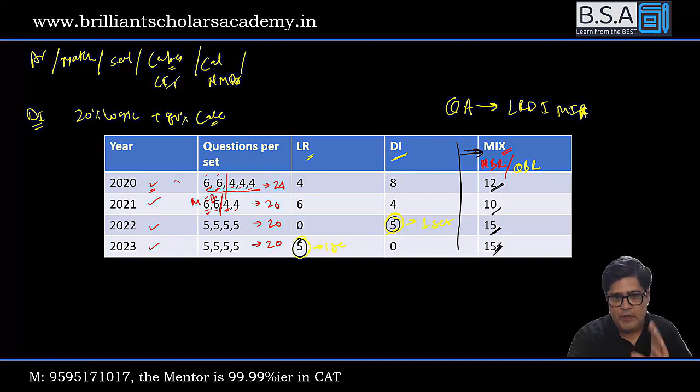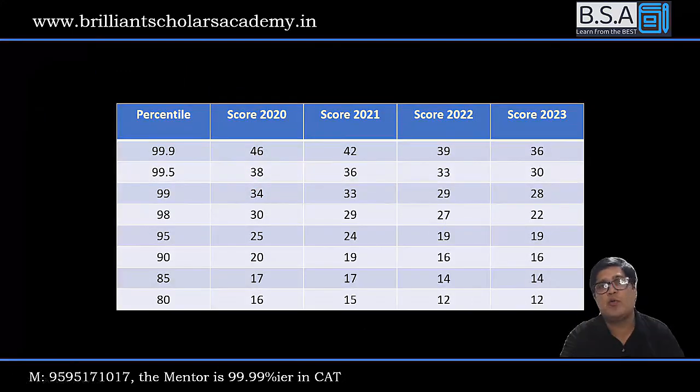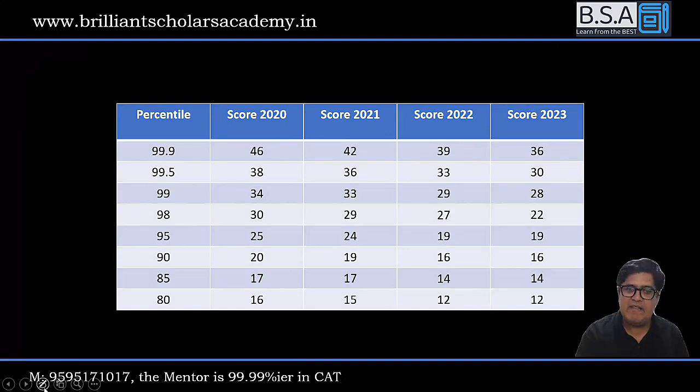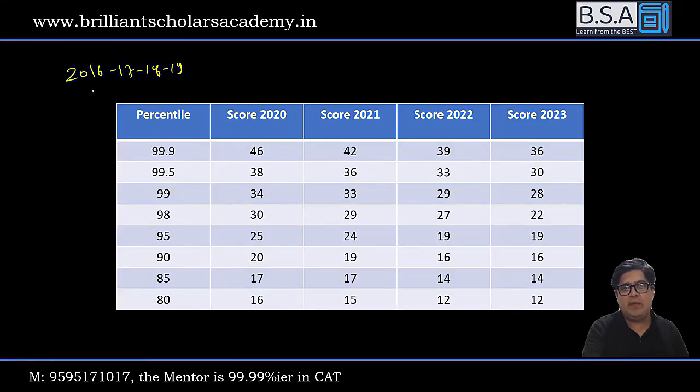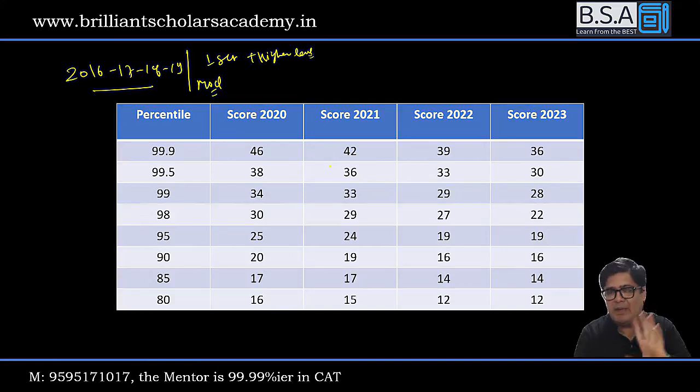So if you now see the shift in the paper pattern, you will also be able to see the shift in the scores. In terms of difficulty level, as years have progressed, I'm not even considering the 2016, 17, 18, 19 papers. These were moderate level at the best. Maybe one set will be of higher level. Maybe I'm saying maybe. But as you see, this is only for LRD. This is all LRDI. All of this is about the LRDI section.